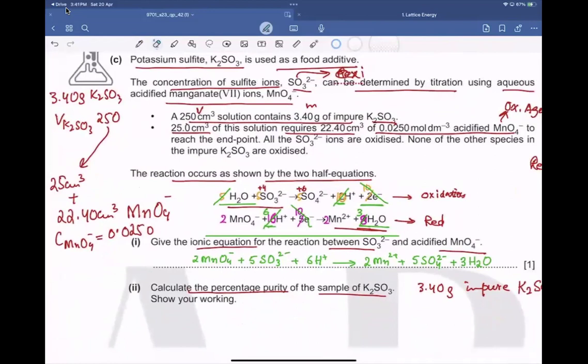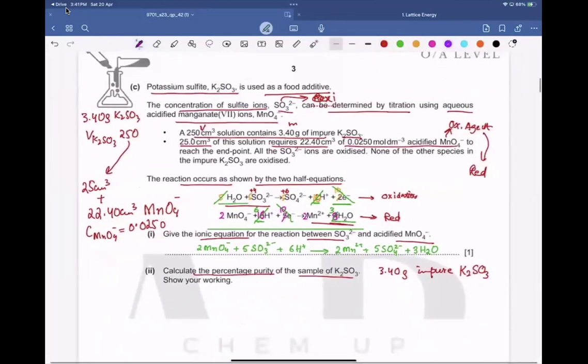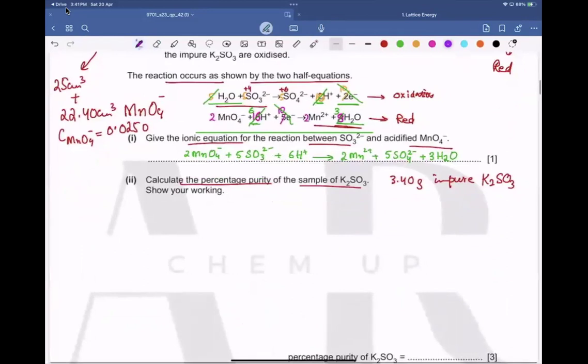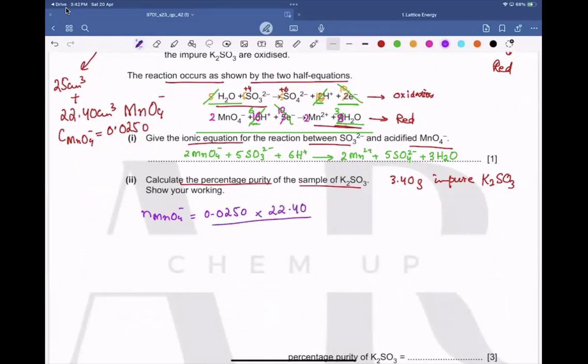So if you look at this, we got the volume of permanganate and we got the concentration of permanganate, right? So from that concentration and volume, we are going to calculate the moles of permanganate. The moles of permanganate equals its concentration, which is 0.0250 mole per dm cube, times volume, which is 22.40 centimeter cube. So I have to divide it by 1000 to turn it into dm cube. Can anyone calculate and tell me the answer, please?